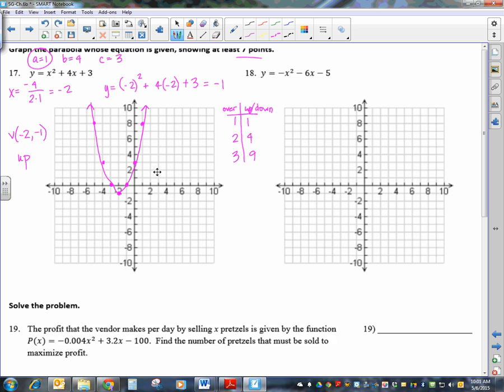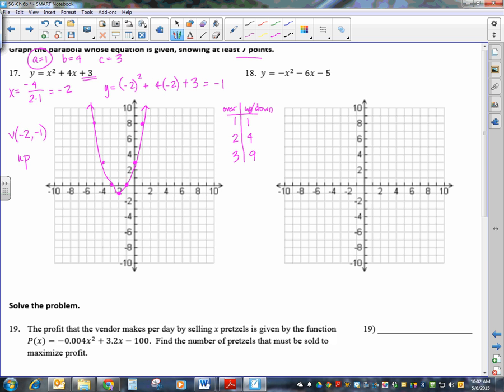The other thing that I've suggested was look at where you cross the y-axis. My y-intercept is 3, and if you look back up here at your equation, you should know that's your y-intercept. So that's a good way to check and say, hey, I did that problem correctly.